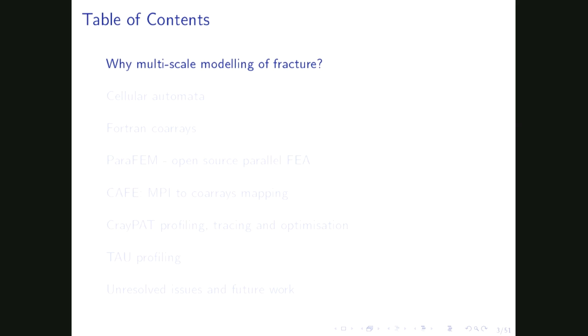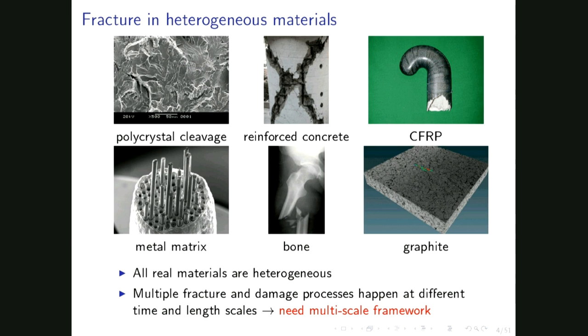So why multiscale modeling of fracture? Because all real materials are heterogeneous. Some popular engineering and medical examples are shown here, including bone, reinforced concrete, carbon fiber reinforced polymer, graphite, including nuclear graphite, metal matrix composites, and polycrystalline materials, such as steels or aluminium alloys.